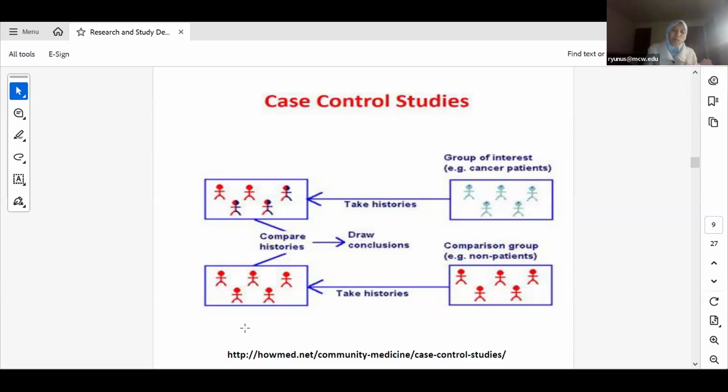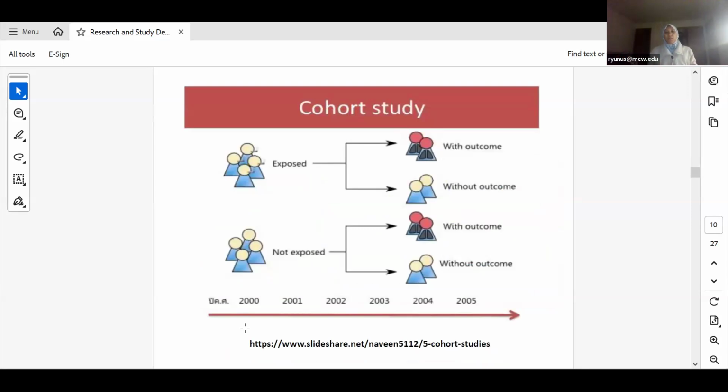You look at the past, look at their history, and then you collect the data and you compare between the two groups. Now, the third type of observational study is called cohort study. Another name of cohort study is the prospective cohort study. So actually, there are two types of cohort study. You have a prospective type, we have the retrospective type. If people just say cohort study, most of the time they are referring to the prospective cohort study, which means basically you are looking to the future.